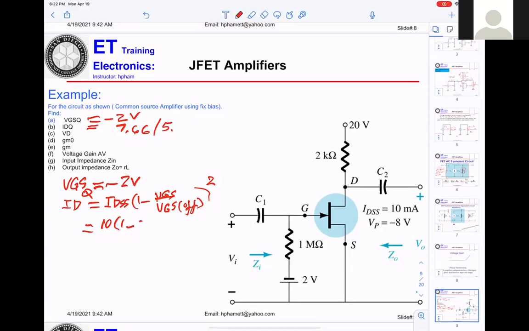But Mr. Pham, it says the pinch-off is equal to -8. So that means VGS off is +8, correct? Because you said the pinch-off and the VGS off have the same number but different sign. That's a mistake in the slide. Okay, that's the thing on the handout that's confusing. Yeah, I took it as a positive.